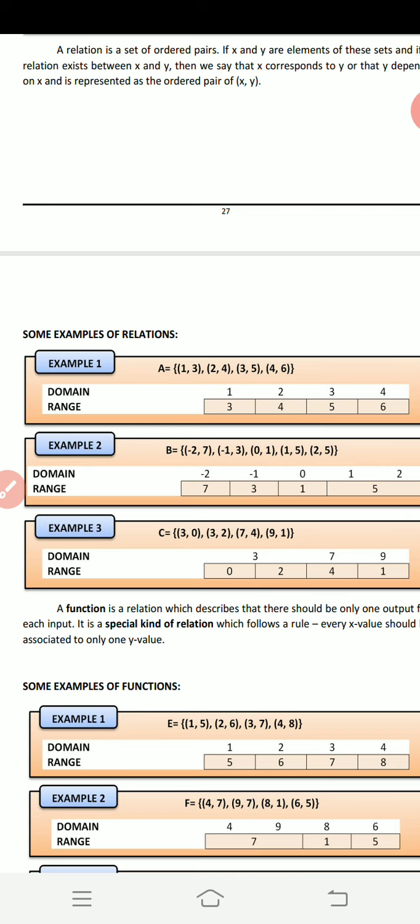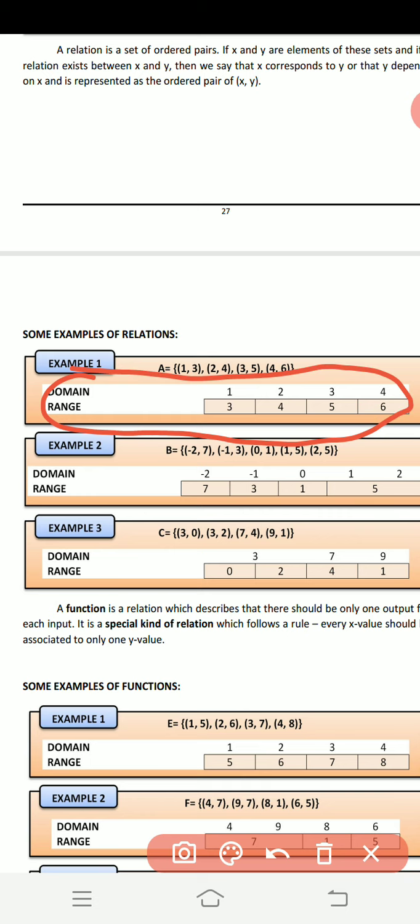Okay, so we have set A containing ordered pairs (1, 3), (2, 4), (3, 5), and (4, 6). So if we are going to make a table for that, for the domain and range, let's take a look at this example. So 1 is paired with 3, 2 is paired with 4, 3 with 5, and 4 with 6. Okay, next.